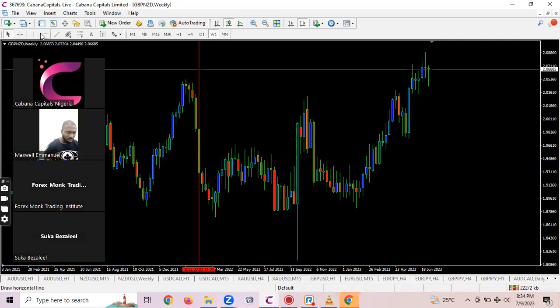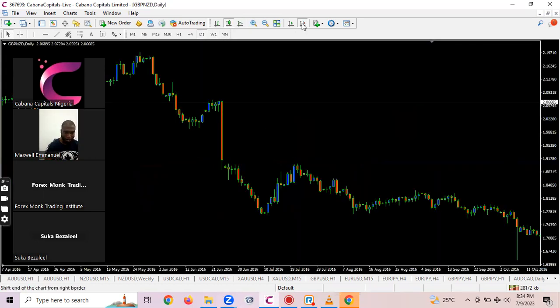GBP New Zealand. But for me, I'm bullish on it. On GBP New Zealand? Yeah. Oh, let's see. Last week candle, let's go to daily. If there is a breakout from a resistance, let's see.